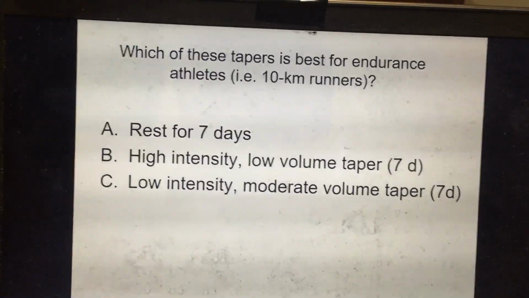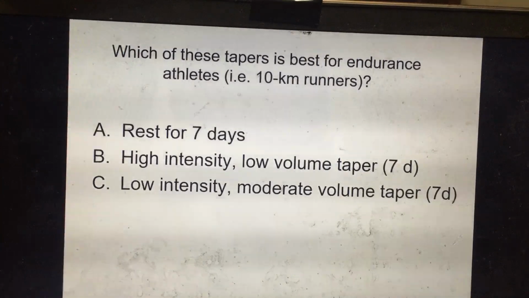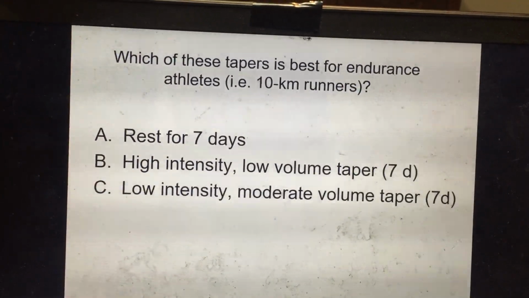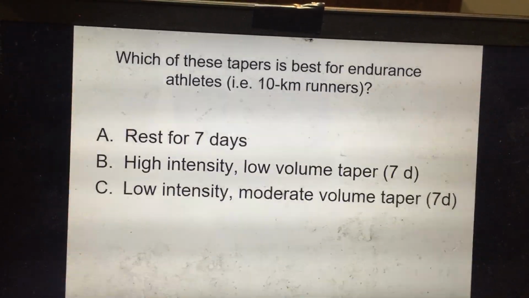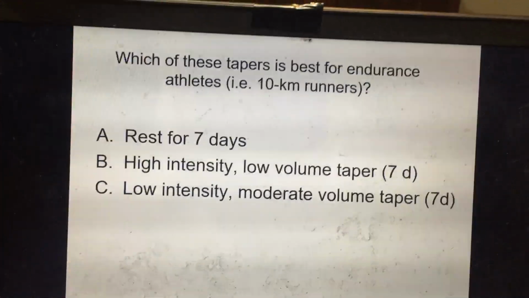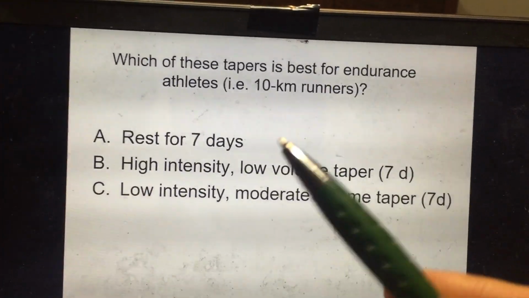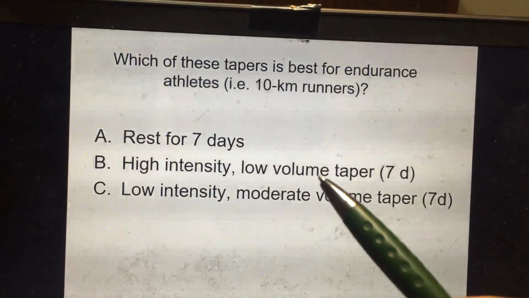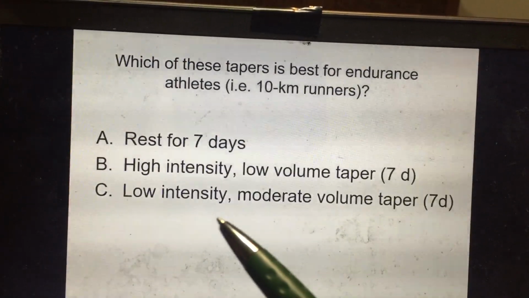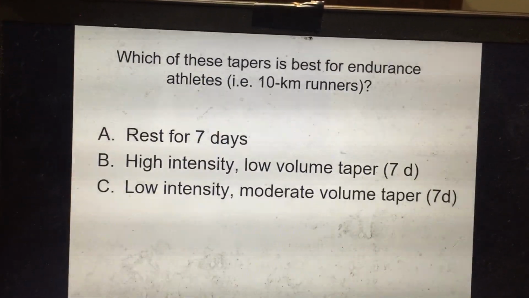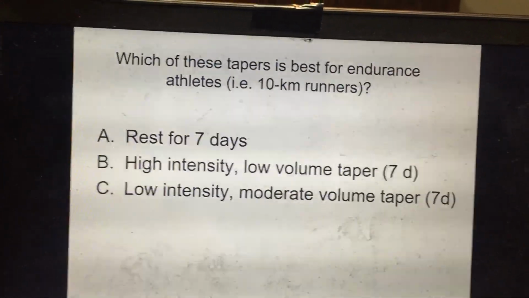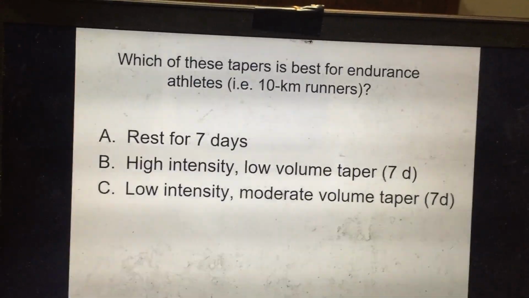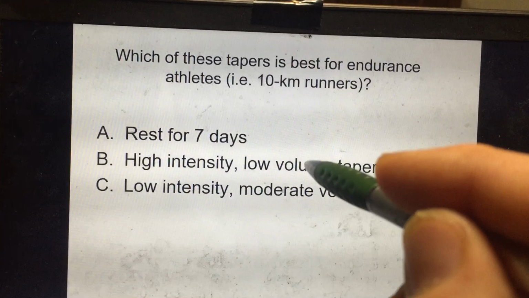Question here for you about endurance athletes. So they often use tapers. Which of these tapers would be best for an endurance athlete such as a 10K runner? So is it rest for 7 days, high intensity, low volume taper for 7 days, or lower intensity, moderate volume taper? Your best answer here is to go high intensity, low volume.